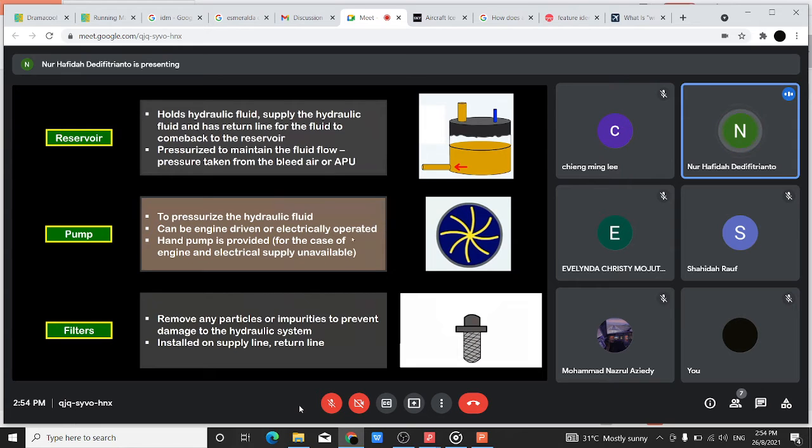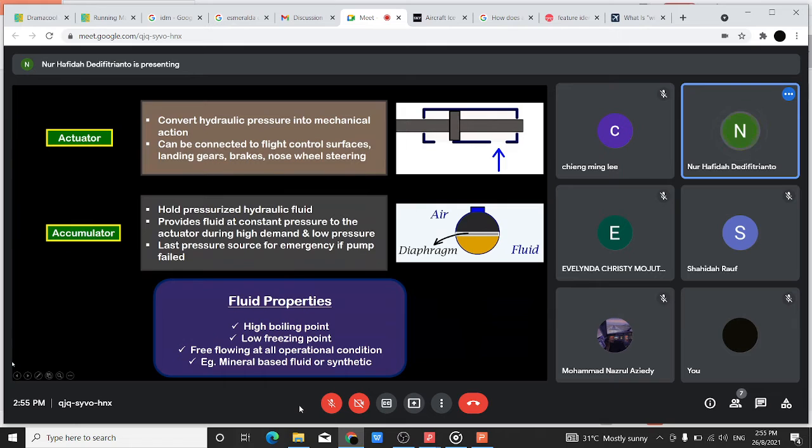The next one is the filter. The filter is used to remove any particles or impurities to prevent damage to the hydraulic system. Sometimes filters are installed on the supply line and also the return line so that they can capture impurities, for example large particles, to make sure that the fluid can flow very smoothly in the system. The next one is the actuator, which converts the hydraulic pressure.